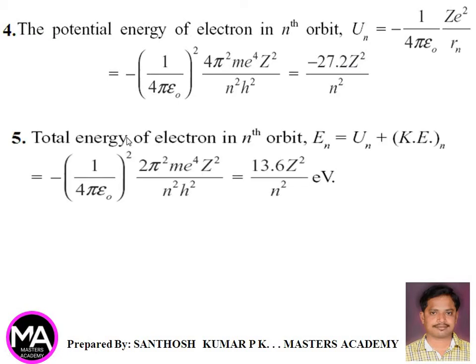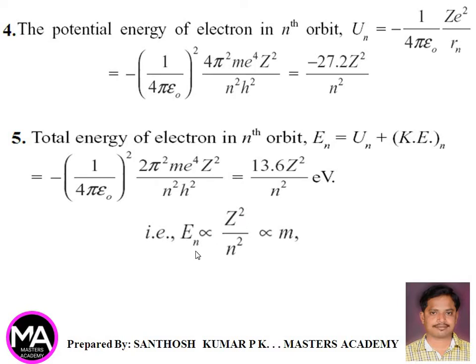Now the total energy. We know the total energy is nothing but the sum of potential energy and kinetic energy. It is equal to minus 13.6 into Z square by n square. Here total energy is also directly proportional to the square of the atomic number and inversely proportional to the square of the number of the orbit. So En is directly proportional to Z square and inversely proportional to n square.